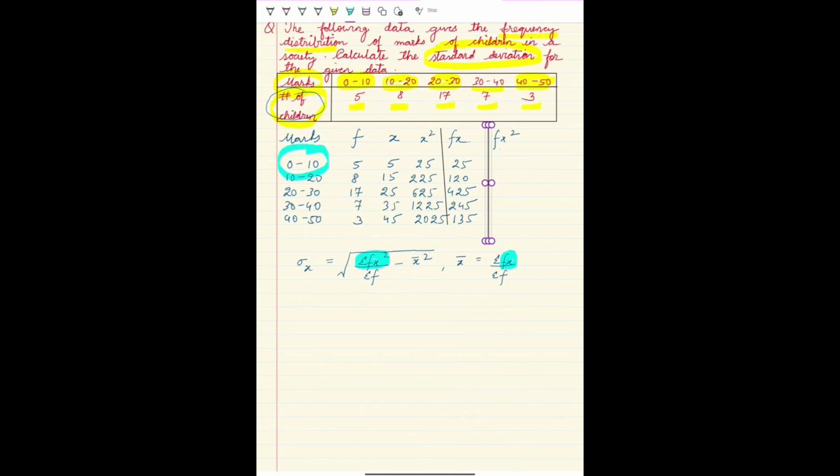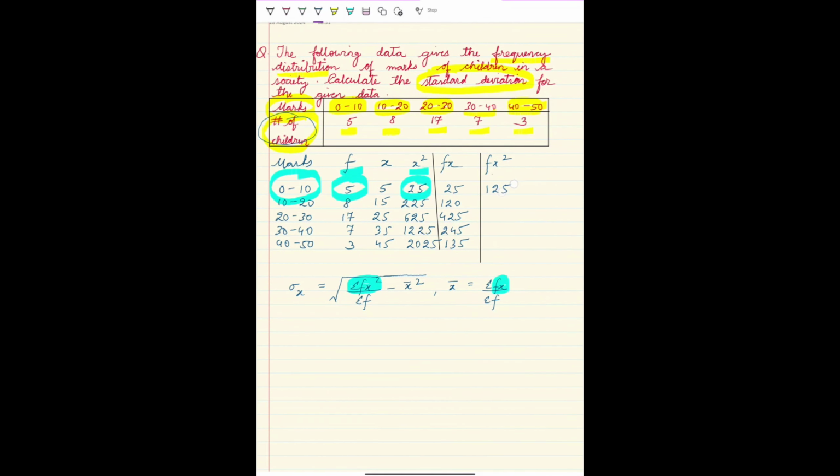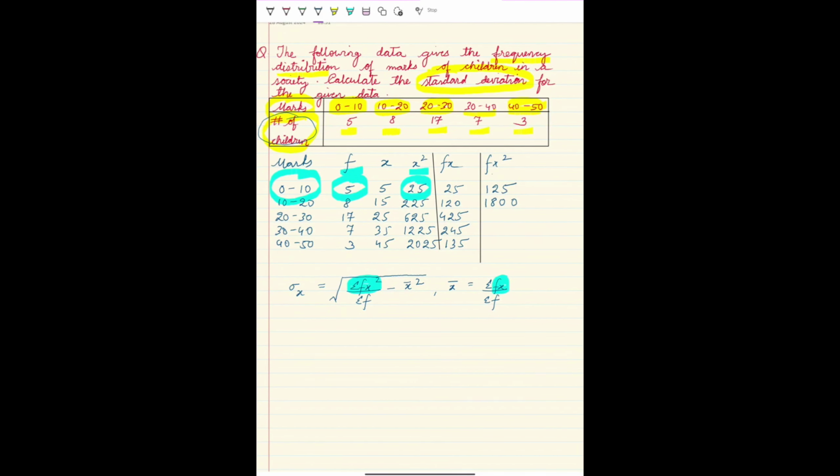Your fx square is going to be evaluated as the product of f multiplied by x square. So for the first one, we have 5 multiplied by 25, which is 125. Next we have 8 multiplied by 225, which is 1800. 17 multiplied by 625, which is 10,625. 7 multiplied by 1225, which is 8,575. And lastly, 2025 multiplied by 3, which is 6075.